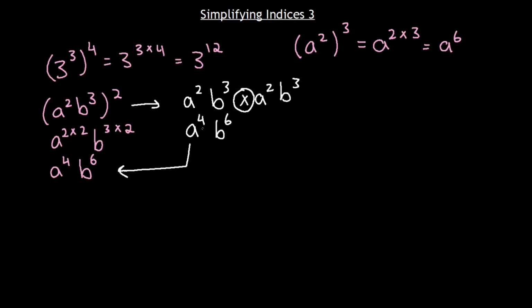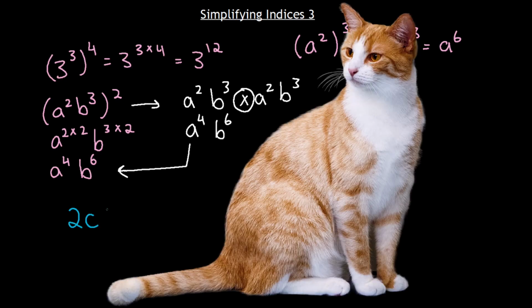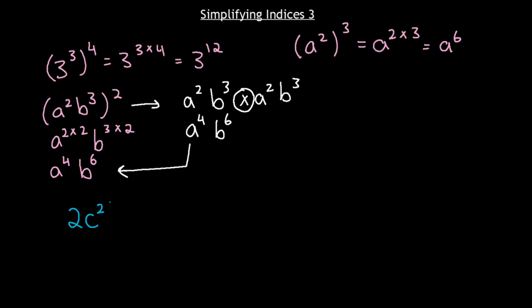Now, if you can understand the reasoning behind it, then you shouldn't really forget the brackets rule and why we multiply. So let's have a look at something a bit more complicated. Let's say we had 2, and we're going to have c for cats, c squared, all raised to the power of 4. Now, we can straight away do the c squared because we know we can multiply, so we know that this will be c to the power of 8.